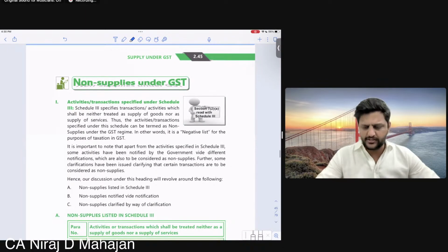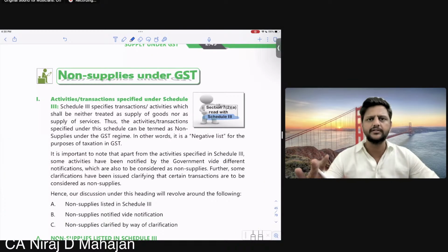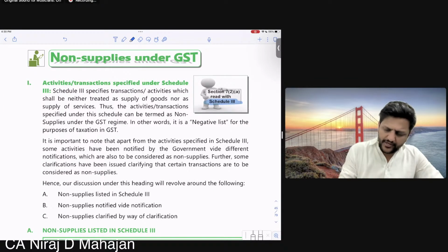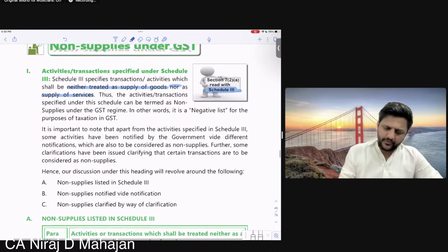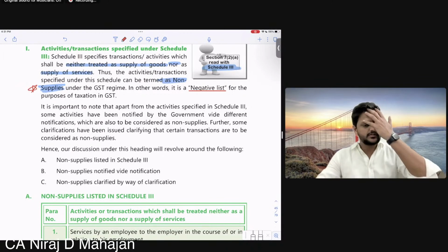Non-supplies under GST. Schedule 3. Remember now what is Schedule 3? Schedule 3 says it is a negative list, that means it is neither goods nor services, therefore no GST. So activities and transactions specified in Schedule 3 are treated as neither goods nor services. Those can be termed as non-supplies, also called, in our day-to-day language, negative list. That means on this, GST is not chargeable.